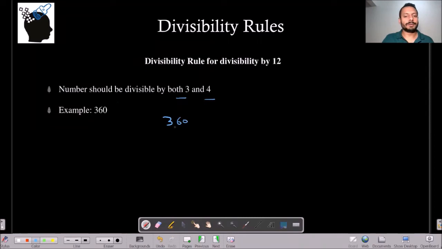Now we already know the divisibility rule by 3, which is nothing but the sum of all the digits should be divisible by 3, which is 9 in this case. And we know that 9 is divisible by 3. That means 360 is divisible by 3.